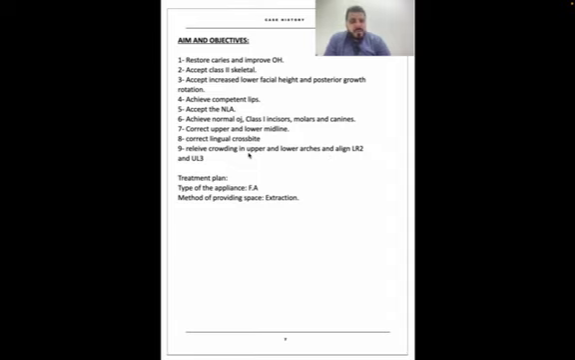Now, after you write your aims and objectives, you just need to mention what your type of appliance treatment is. Are you going to do camouflage, growth modification, or surgery? We believe that this is a camouflage case. Then what is the type of the appliance? We have 3 types of orthodontic appliances: removable, fixed, and functional. If the patient is a grower, we can go for functional. He's not a grower, so functional is out.